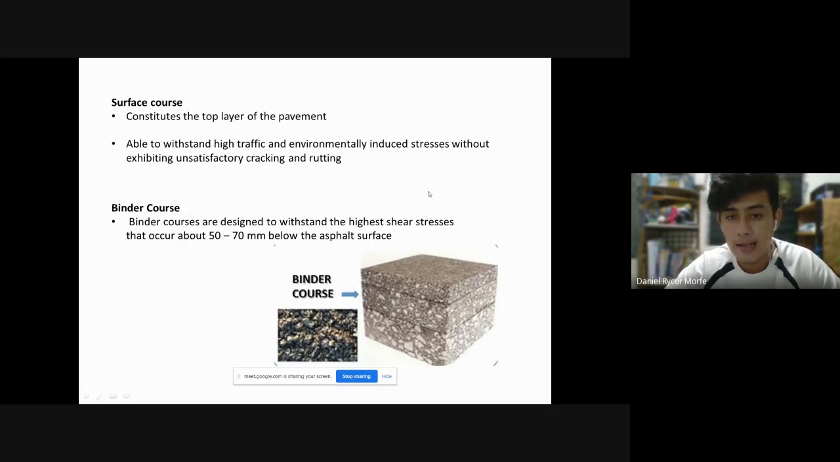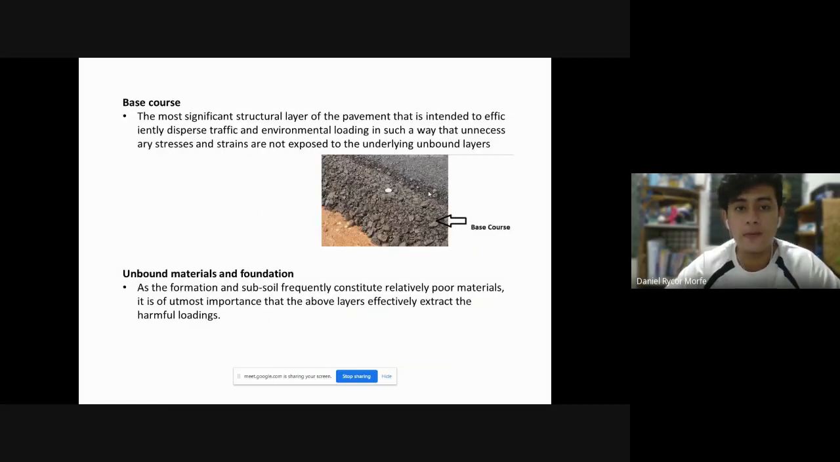They are designed to withstand the high shear stress that occurs about 50 to 70 millimeters below the asphalt surface. Base course, they are the most significant structural layer of the pavement that is intended to efficiently disperse traffic and environmental loading in such a way that unnecessary stress and strain are not exposed to the underlying unbound layers. The unbound materials and foundation, the subbase and subgrade, frequently constitute relatively poor materials. It is of utmost importance that the above layers effectively extract the harmful loadings, kay weak yan, the unbound materials and foundation.